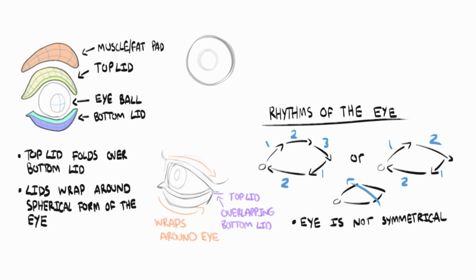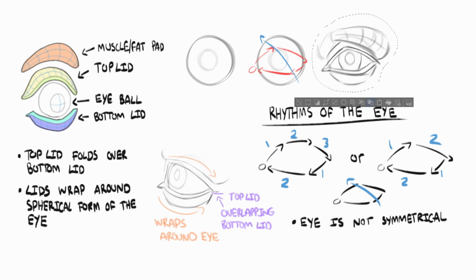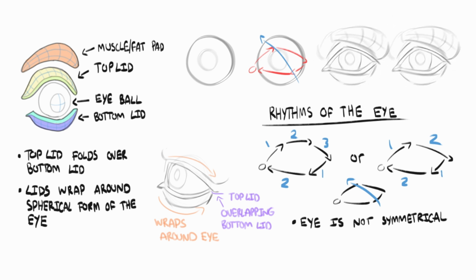Start with the sphere, add the rhythms of the eye, then wrap the lids over the eyes. We'll look at some studies in different angles in a moment. And the rhythm of the eyes is what you'll use to draw the lids over the eyeball. You can use that first or second one. I think the second one might be a bit more realistic, but I prefer the first one. And be sure to make the eyes asymmetrical. You want to have this diagonal line sweeping over the eyeball.